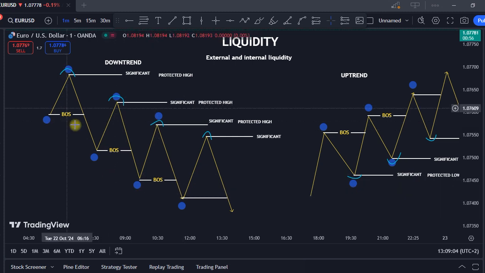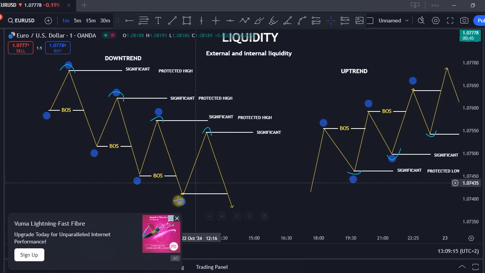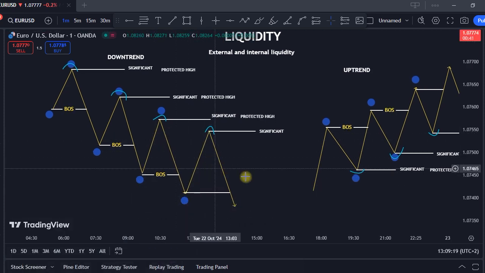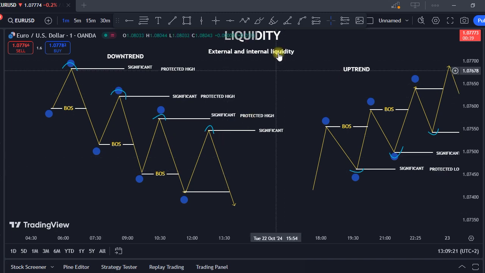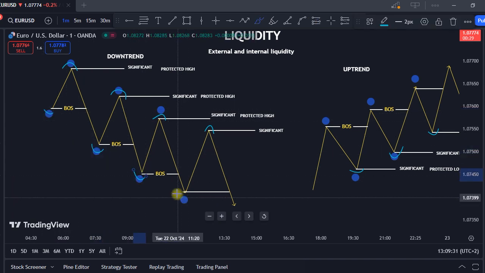So as you can see, the market took this low out, created a breakout of structure, took this low out, created a breakout of structure, and it continued to take out this low over here, and then it also created a breakout of structure. Because of this breakout of structure to the downside, we can say we have internal liquidity resting below these lows.